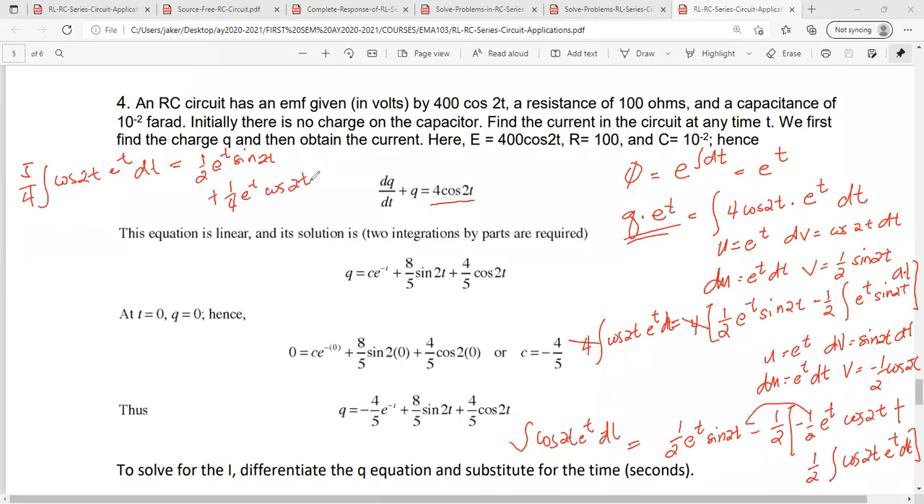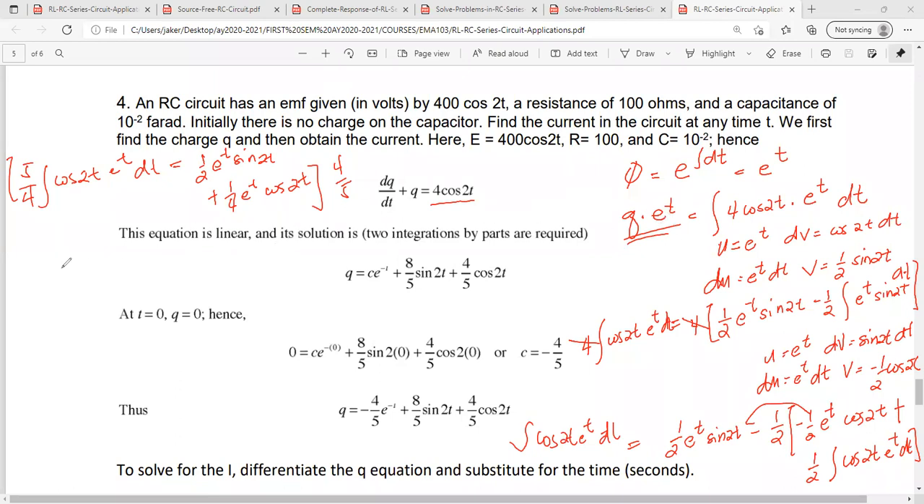So plus 1/4 e raised to t cosine of 2t. Okay, since you have 5/4 here and you intend to find the integral of cosine of 2t e raised to t, you multiply this entire equation by the reciprocal of that, and that would be 4 over 5. So what will happen? The integral of cosine 2t e raised to t dt that is written here will now be replaced by whatever expression I will have in here.